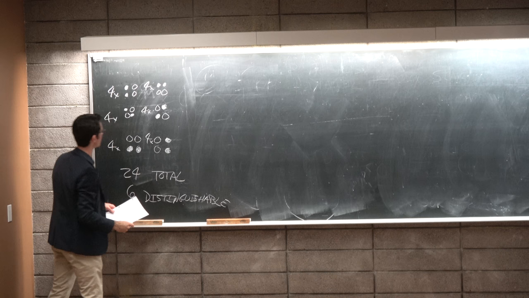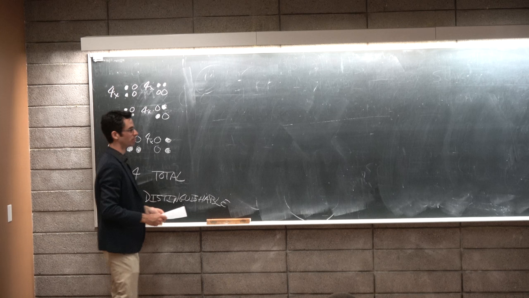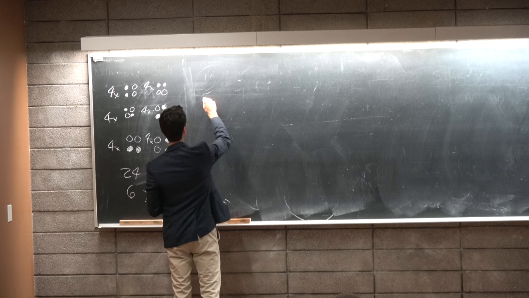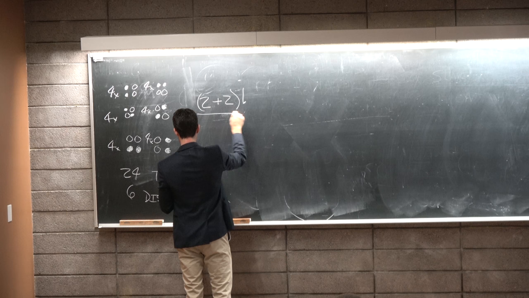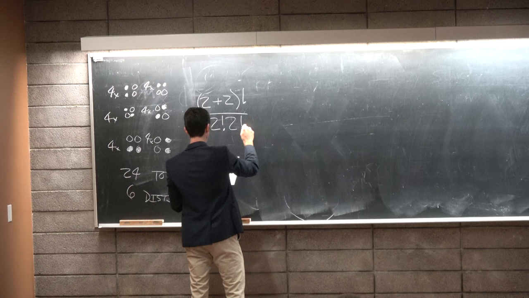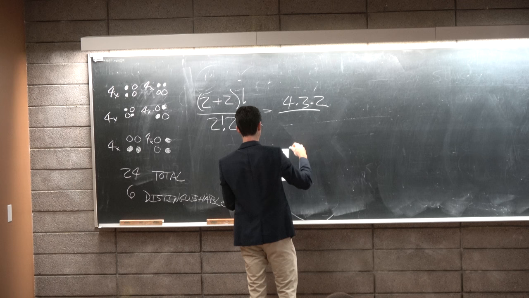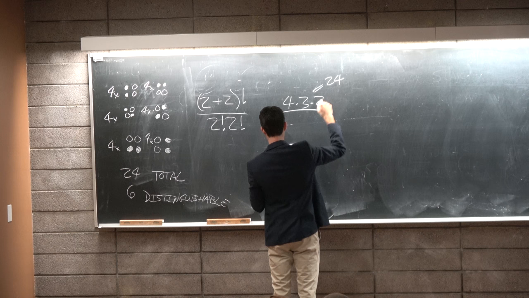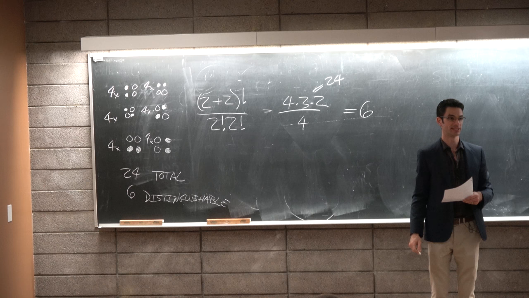And we can handle this because it's enough to see and write down in 2 minutes. But if we had many, many components, then we would use our equation and we would end up with 2 plus 2 factorial over 2 factorial times 2 factorial. And this is times 3 times 2, or 24 over 4 equals 6 distinguishable states. Okay, yep.